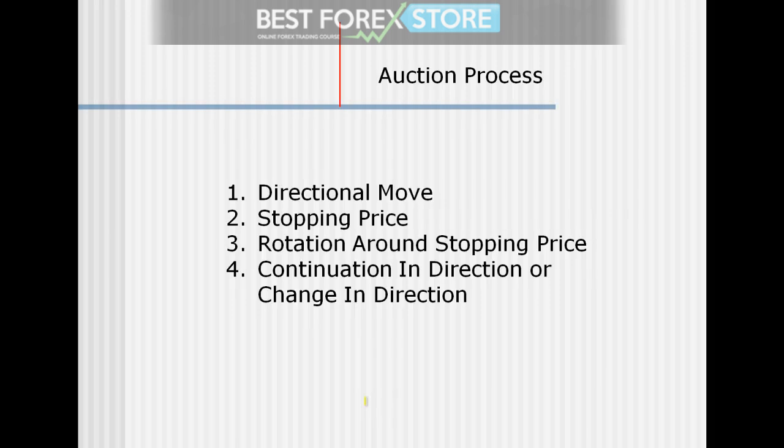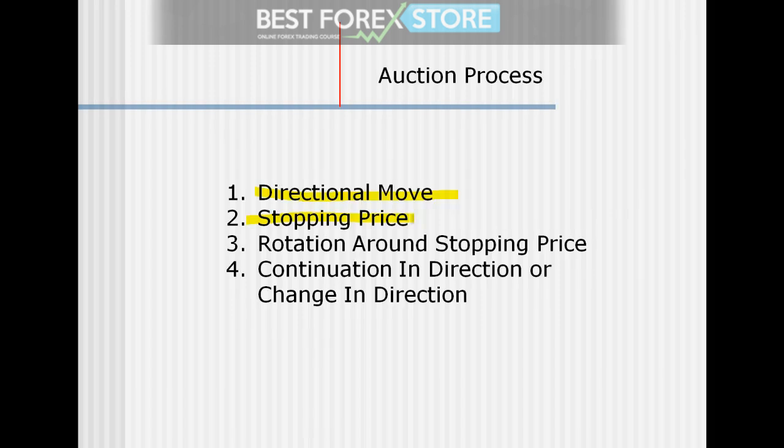The auction process is really a four-step process, four basic steps. The first step, the market does a directional move. The second step, after this directional move, the market arrives at a stopping price. So the market continues to move in a direction, and let's say the market is moving higher. Basically, what the market is looking for as it continues to move higher is sellers.